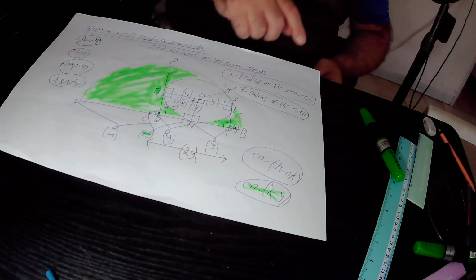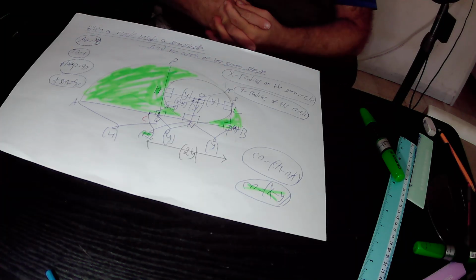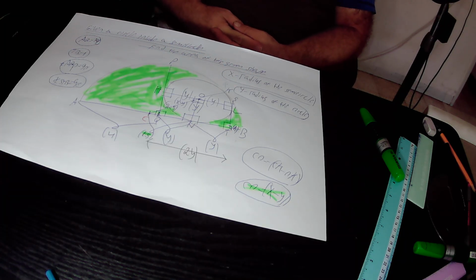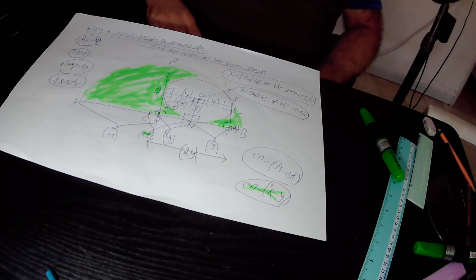AB is the diameter of the semicircle. The radius of the semicircle is x, therefore the diameter equals 2x. So AB equals 2x from one side.